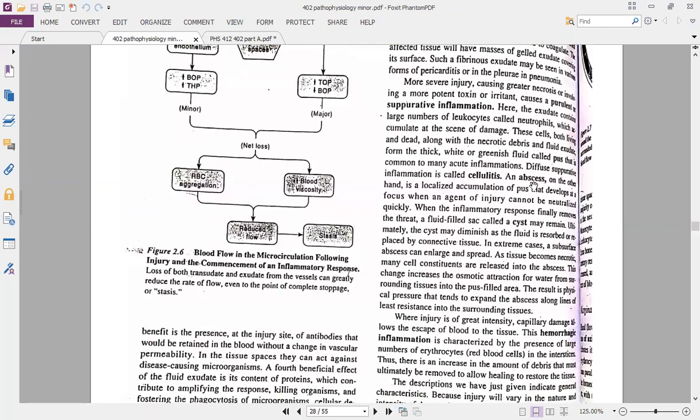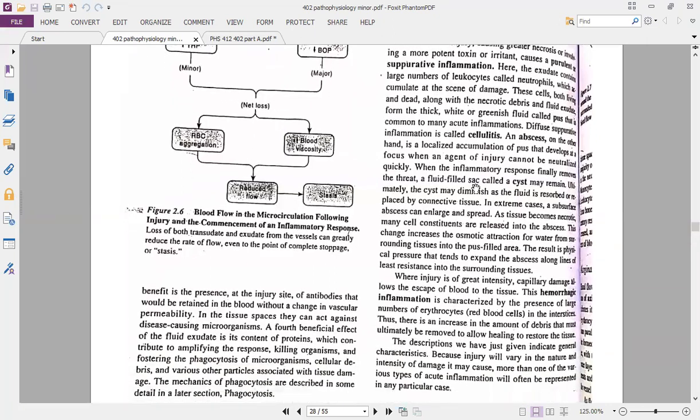An abscess forms. Abscess means that localized accumulation of pus that you must have seen formed due to acne. And if that acne bursts, you see pus draining out and then blood coming out from it as well. So this is an abscess. It is the localized accumulation of pus which develops at the site where the injury occurred and where the white blood cells were constantly in a state of war with the causative agent of the injury.